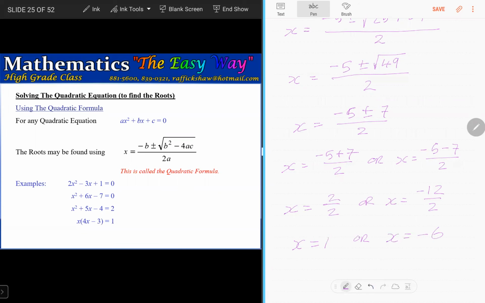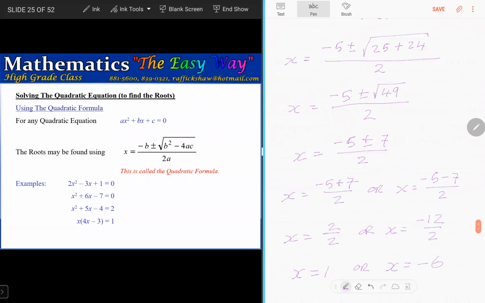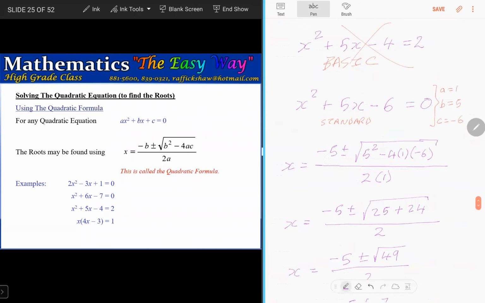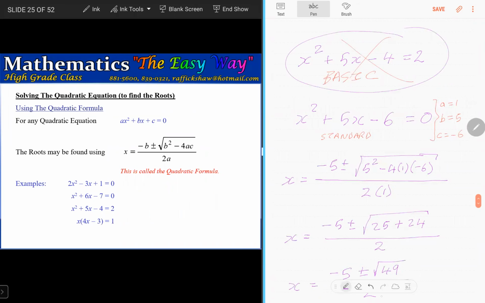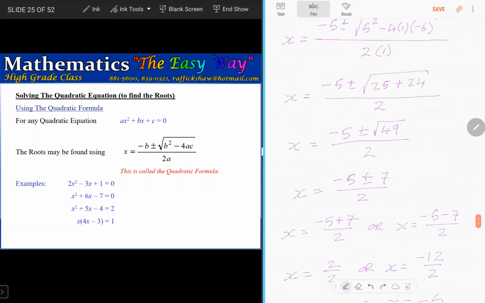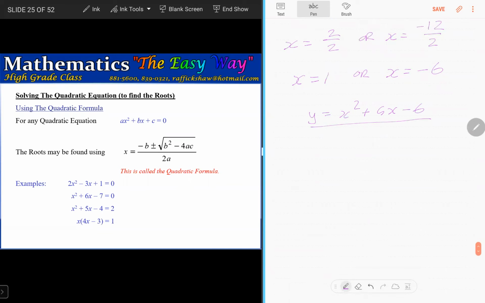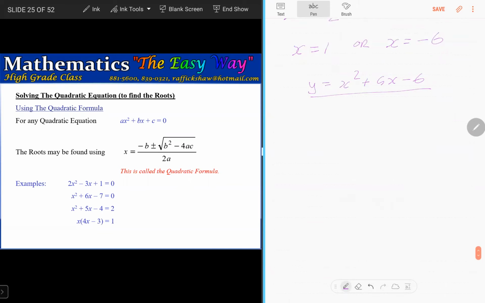And if I relate the 2 roots to the function now, the function has to be the standard one, not the original thing that they gave us, but the one that was solved. The standard one was y equals x squared plus 5x minus 6. That's the one we solved for, and we got roots of 1 and negative 6, similar to one we did a while ago.